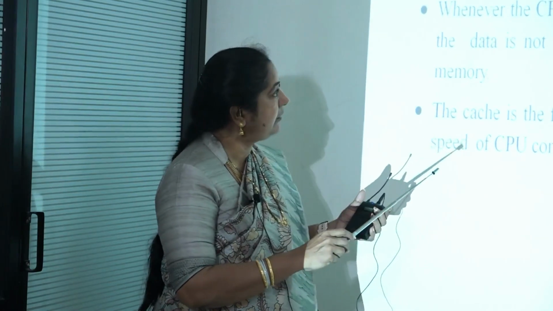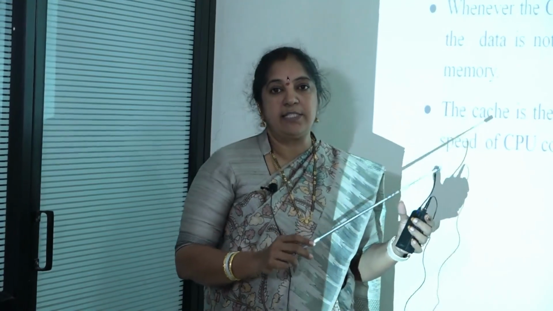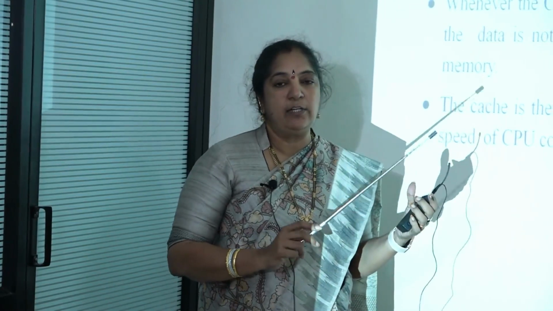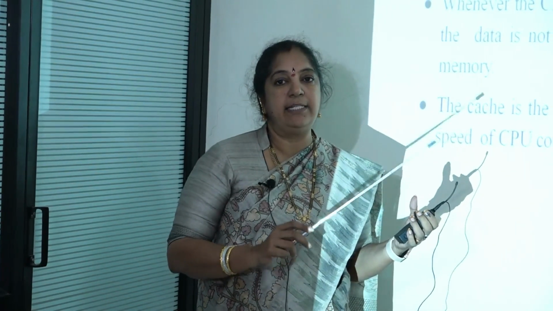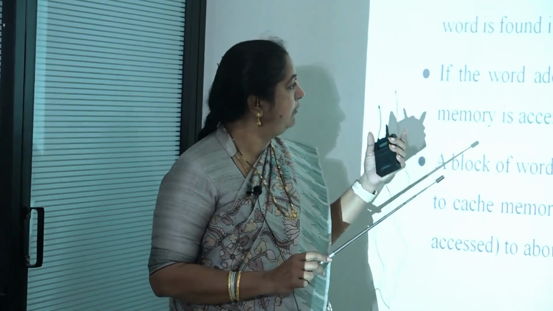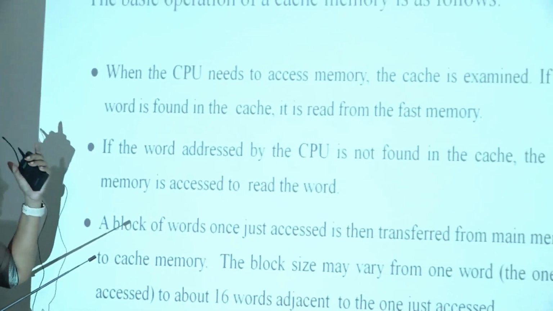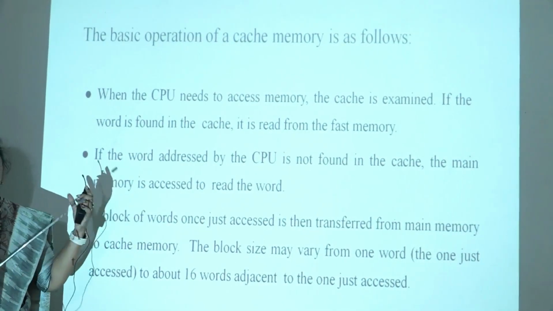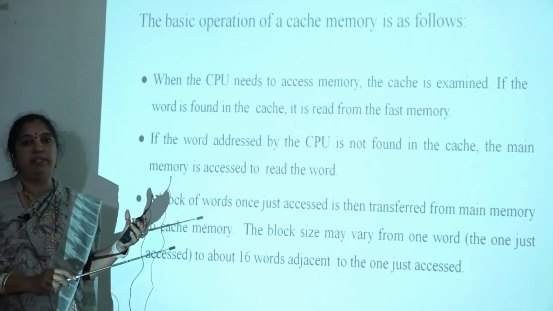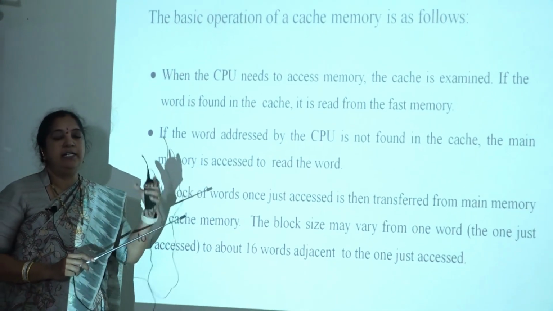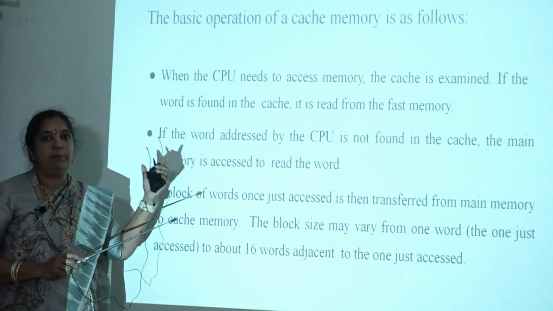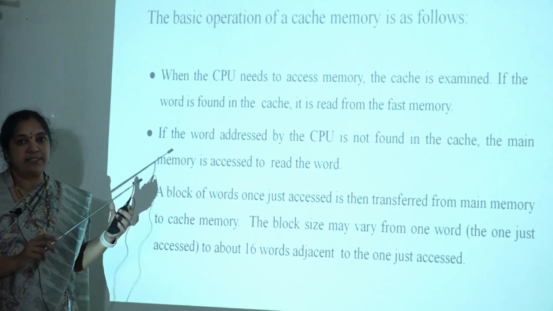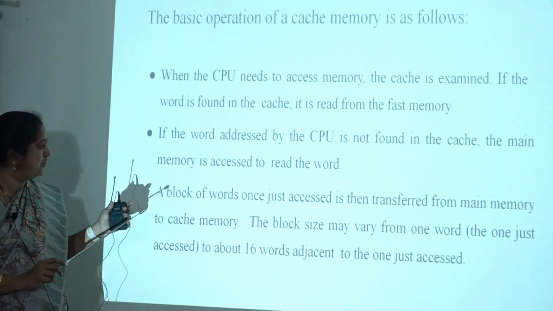Whenever the CPU wants a particular word, first it will search in the cache memory. Here two things are there: we will have a hit and a miss. If the CPU finds the word in the cache memory, we call it a hit. And if the CPU is not finding the word in the cache memory, then it goes to search in the main memory, and that operation we call a miss. That means we missed finding that word in the cache memory.